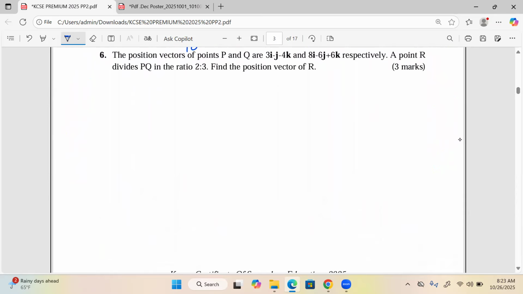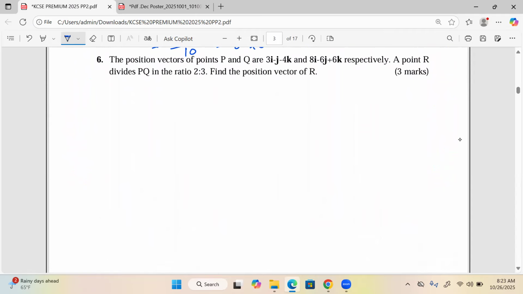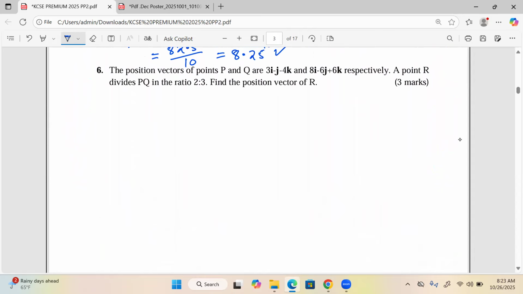At number 6, ladies and gentlemen, the position vectors of points P and Q are 3i, negative j, minus 4k, and 8i, minus 6j plus 6k, respectively. Then a point R divides PQ in the ratio 2:3. Find the position of R.